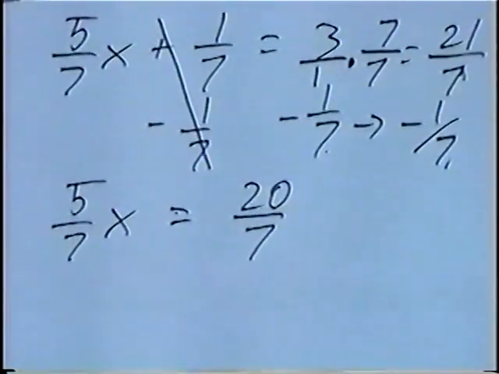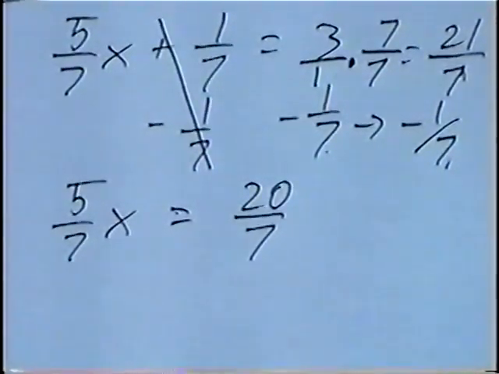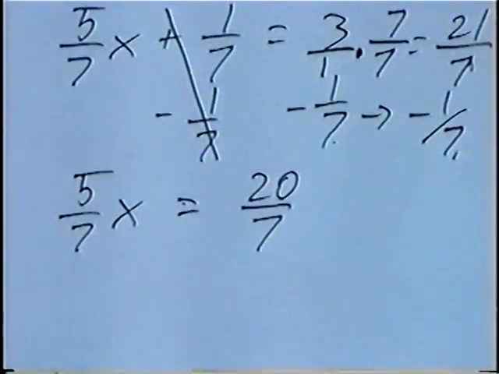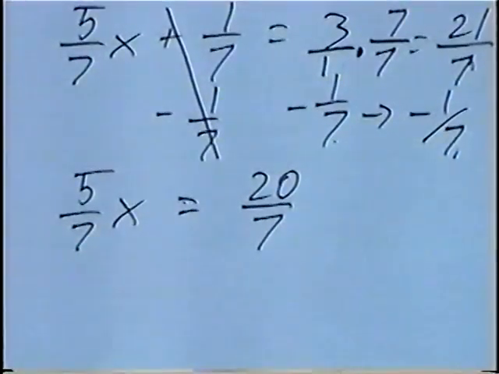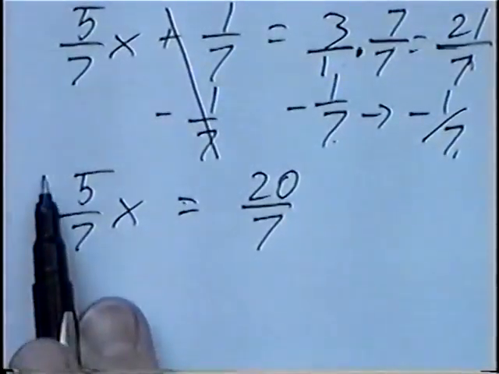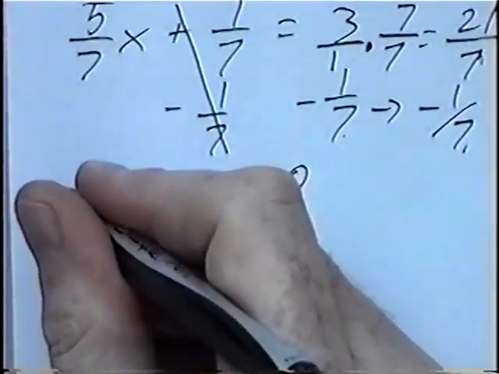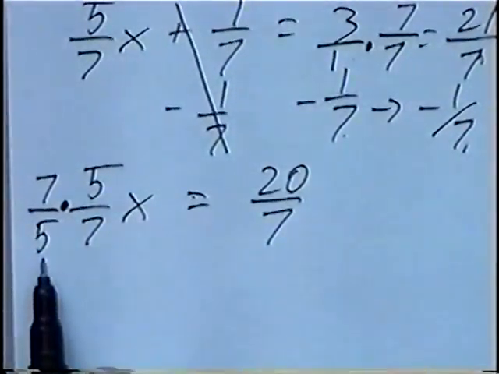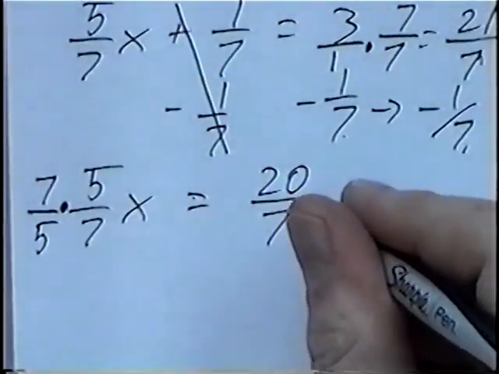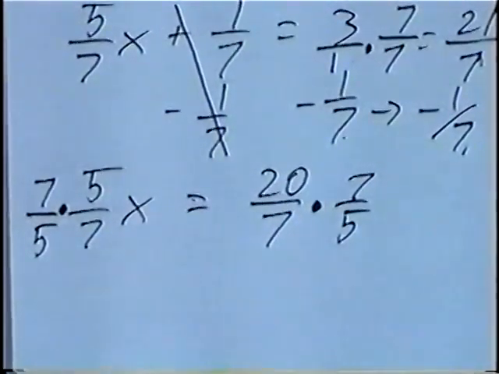And last step for the question, we have 5 over 7 times x equals 20 over 7. If you're multiplying a fraction times a variable, a good way to get rid of that fraction is to multiply by the reciprocal. A reciprocal is the same fraction, but flipped upside down. So instead of 5 over 7, we'll flip it upside down and have 7 over 5. If we multiply one side by 7 over 5, we'll multiply the other side by 7 over 5 also.